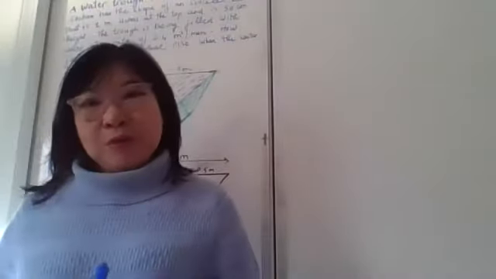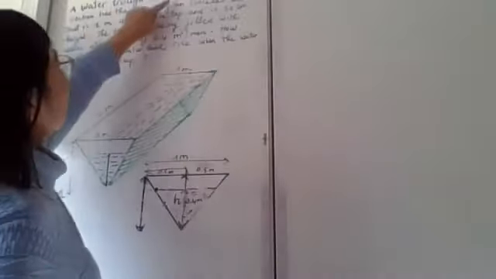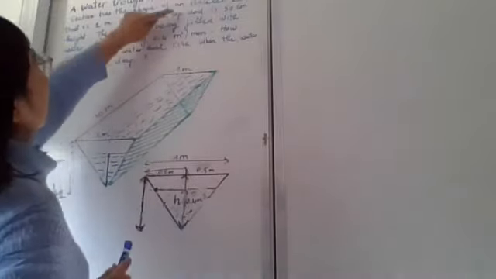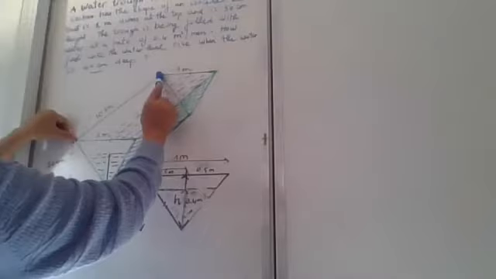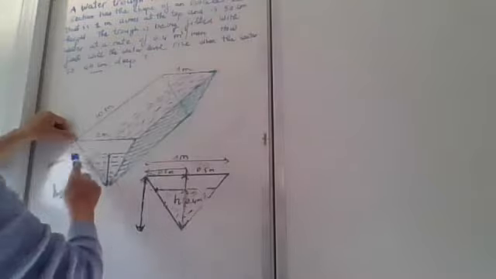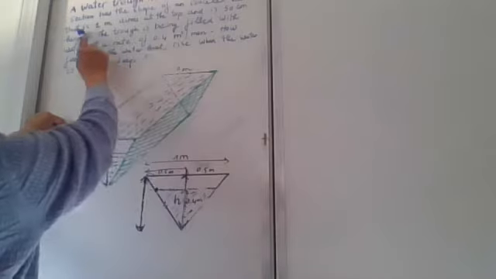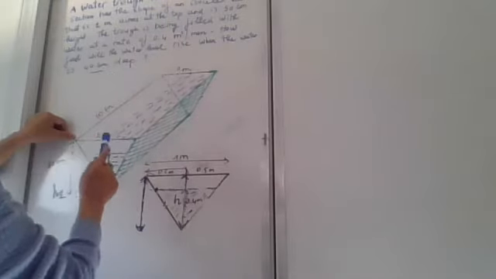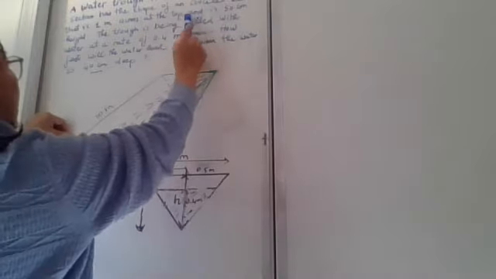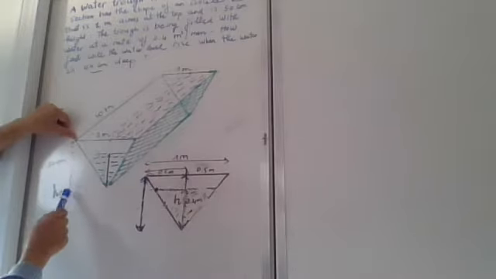So let me read this problem to you one time. A water trough is 10 meters long. So from here to here, this is the shape of the trough, 10 meters long. And the cross section has the shape of an isosceles triangle. So this is the isosceles triangle. That is 1 meter across at the top, so from here to here is 1 meter across, and is 50 centimeters height. So this trough has a height of 50 centimeters.